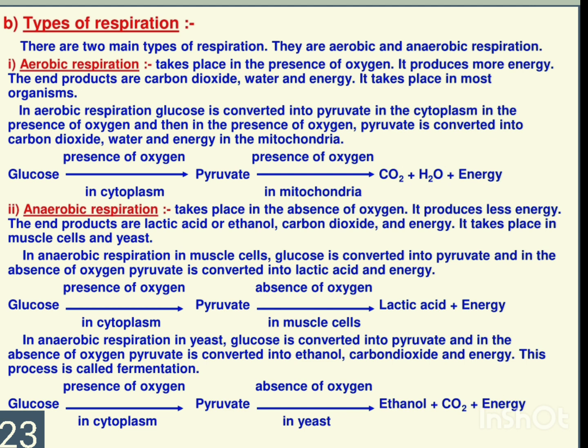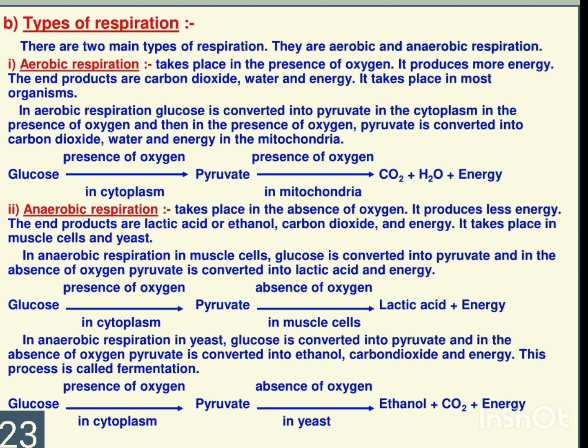In aerobic respiration, what happens? Glucose is converted into pyruvate in the cytoplasm in the presence of oxygen, and then pyruvate is converted into CO2 plus H2O plus energy in the mitochondria, in the presence of oxygen. The first step happens in the cytoplasm and the second happens in the mitochondria.